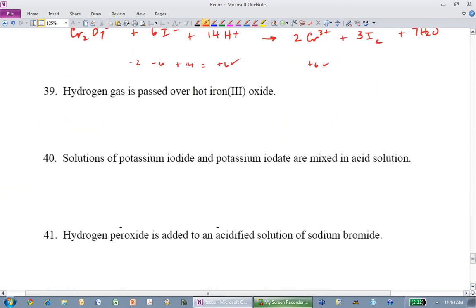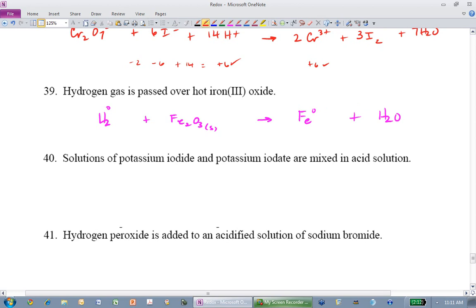Number 39. Hot hydrogen is passed over hot iron 3 oxide. Well, iron 3 oxide's rust. It's solid. Hydrogen is a gas, so the product side is pretty simple. H2 plus Fe2O3 solid. Well, all that's going to happen is a decomposition. But decompositions where elements are involved are redox. Yeah, we didn't tell you that back in first year chemistry, did we? Oh, no. We had pity on your soul. Yeah, we show no mercy now.